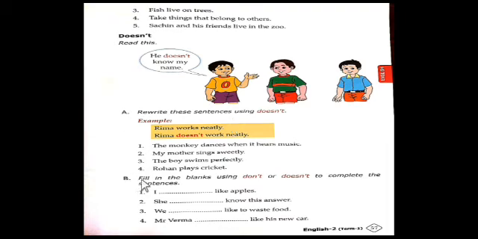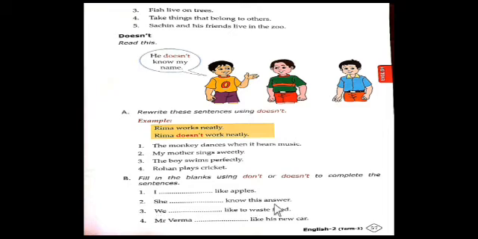That is B1. Fill in the blanks using don't or doesn't to complete the sentences. The first one, I dash like apples. So which one? Can you guess? Don't or doesn't? Doesn't won't work out here. So I don't like apples. So you must add here don't. I don't like apples.